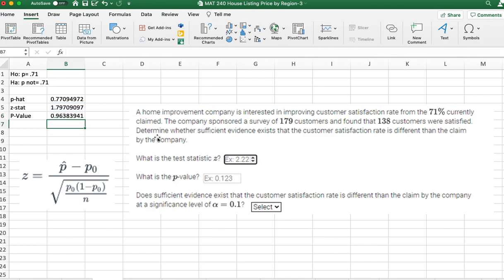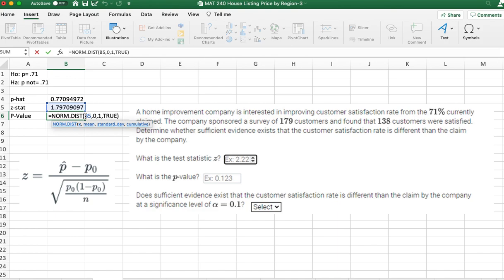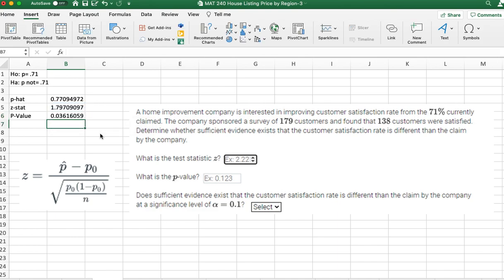So we're going to take a look at this. So this is our p-value. So far we got our z-stat and then our p-value. So let's take a look. I think that I'm supposed to have this negative because we're looking at both tails. Let me put negative in there and see if that works.